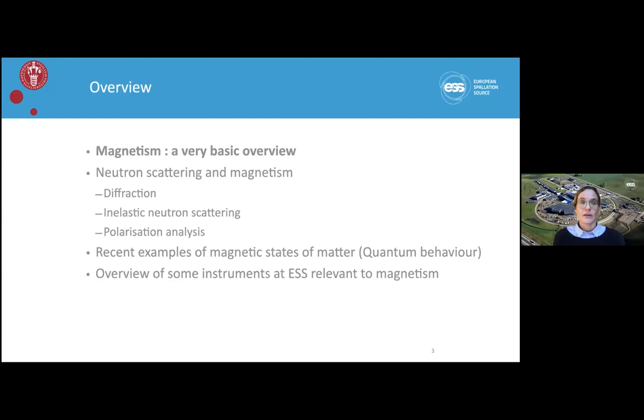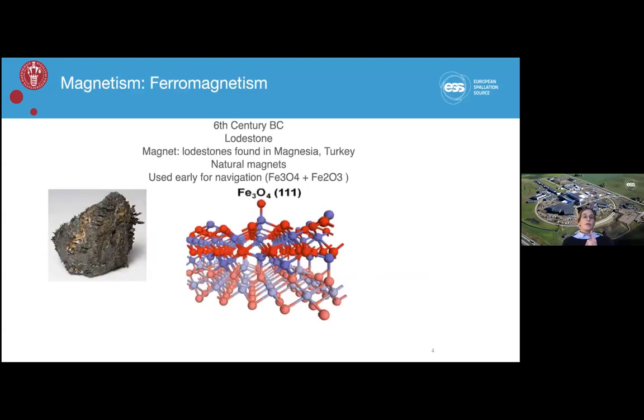So let's have a look at magnetism. This is a very general talk, so I always like to start with the mineral that was found first of all, which allowed us to understand magnetism.